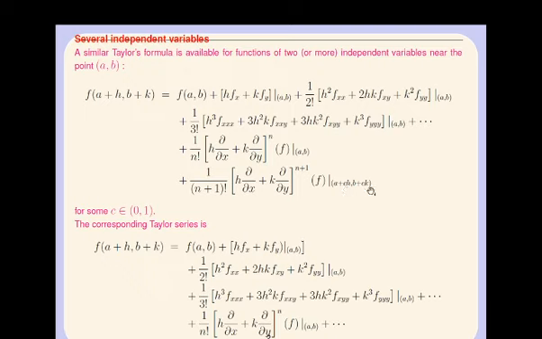When c varies in between 0 and 1, this is the Taylor formula.